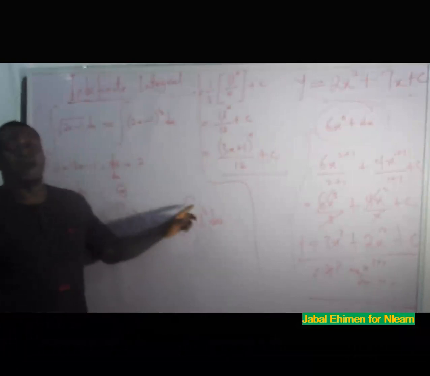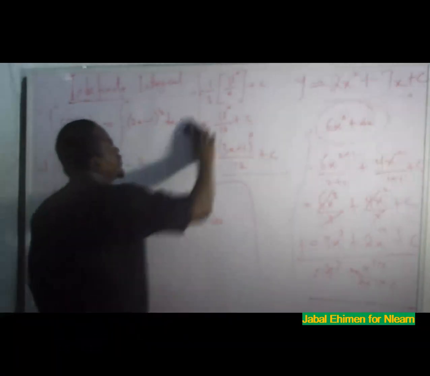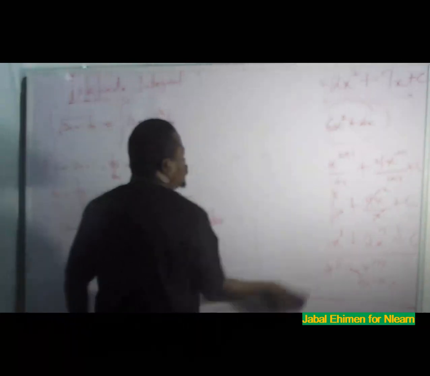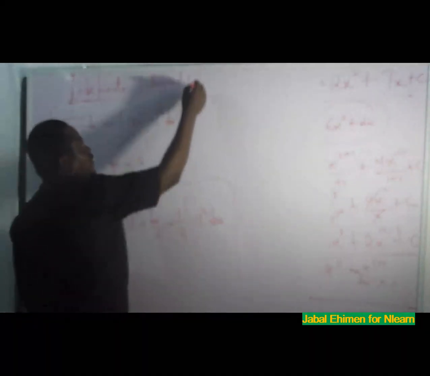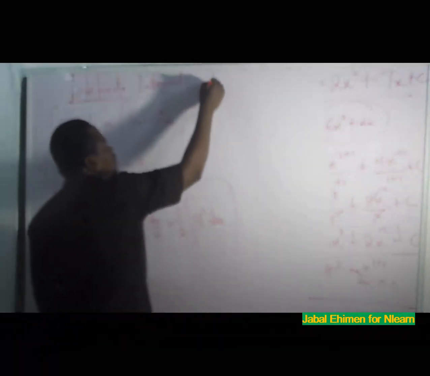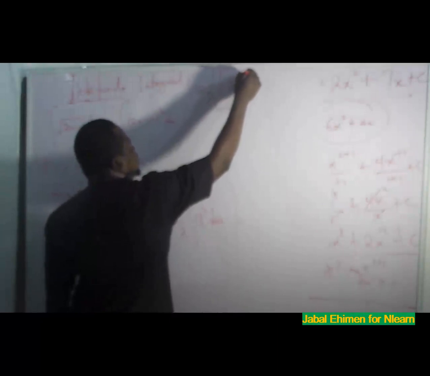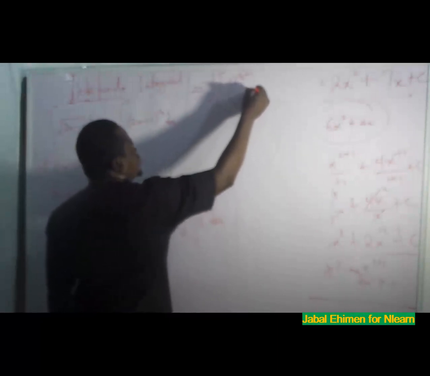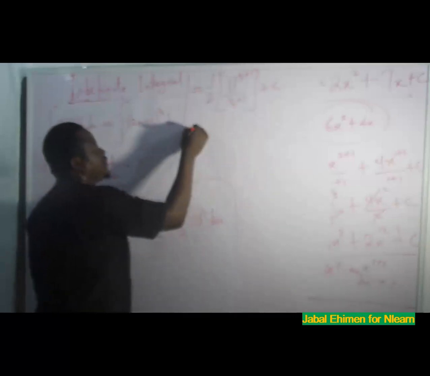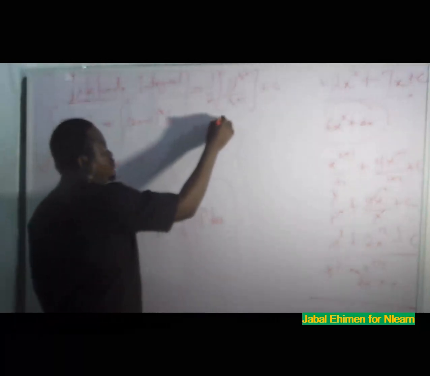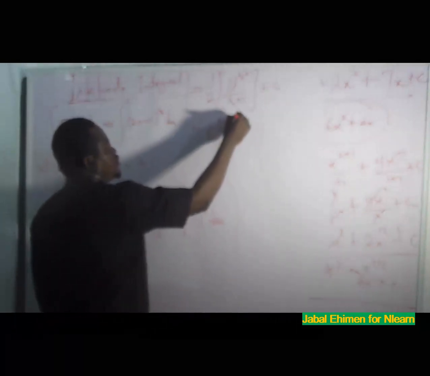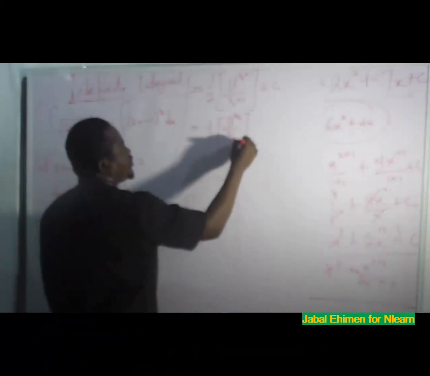Now the next thing is for you to integrate u raised to power half on its own. Doing that will take us to the normal thing we do with integrals. So you have something of this nature: 1 over 2 times u raised to half plus 1, over half plus 1, plus the value of c. Half plus 1 is 3 over 2. So you have 1 over 2, that becomes u to the 3 over 2, over 3 over 2, plus c.